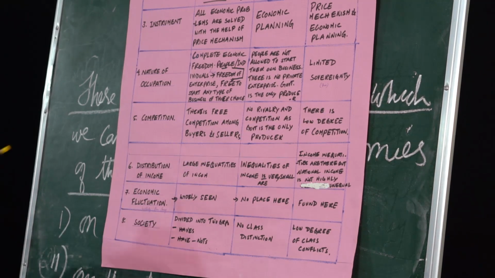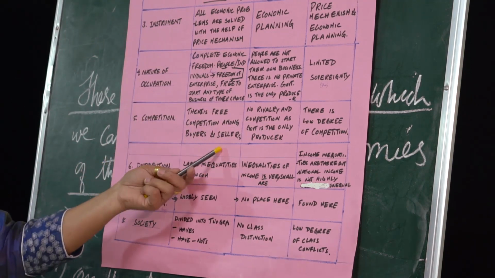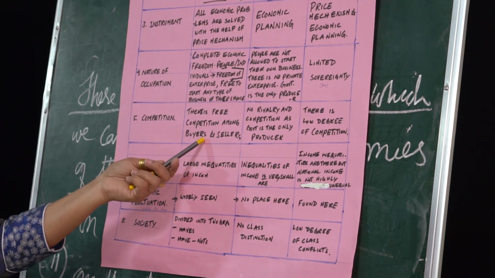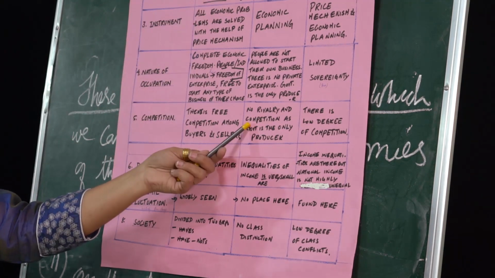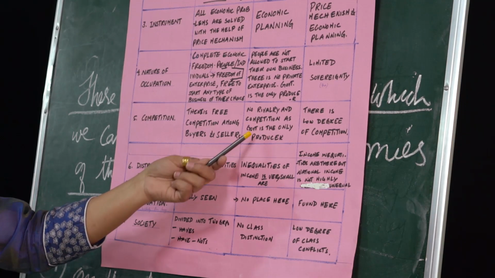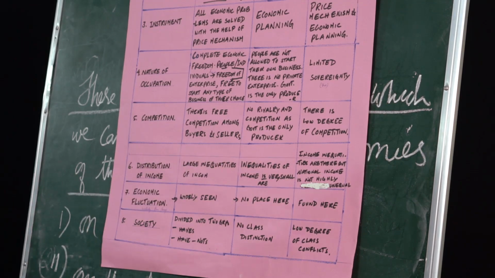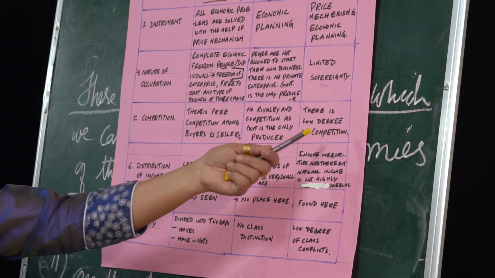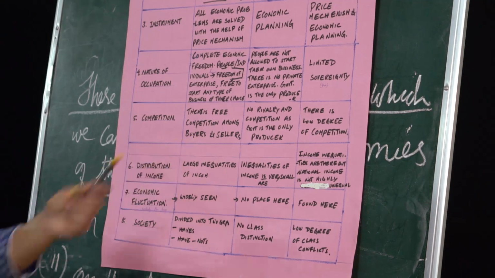So we see competition. What kind of competition? In a capitalist economy, there is free competition among buyers and sellers. There will be tough competition, and whoever wins the competition has a monopoly or control over the market. But in a socialist economy, since only the government produces and no one else is allowed to produce, there is no rivalry or competition. Even government production units do not enter into rivalry or conflict with one another. Here, there is a low degree of competition. But in a capitalist economy, competition is high.